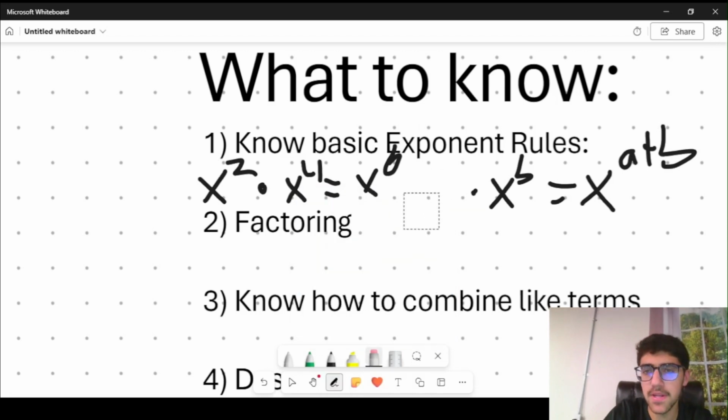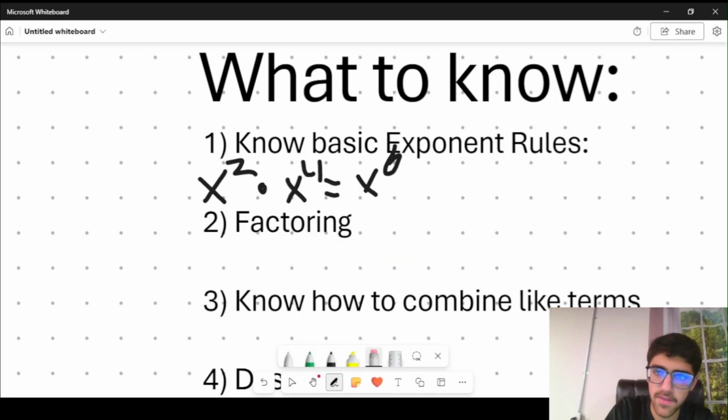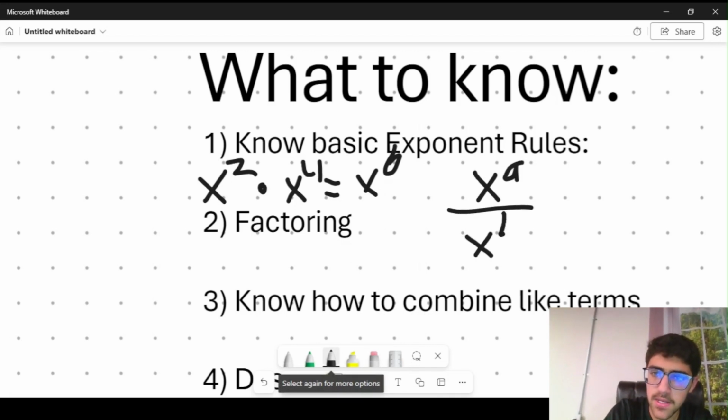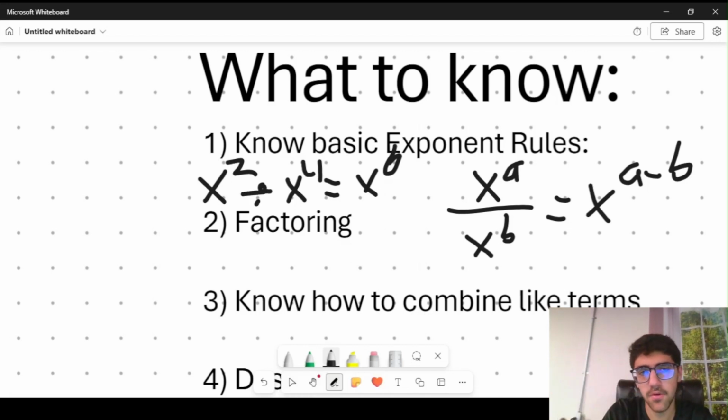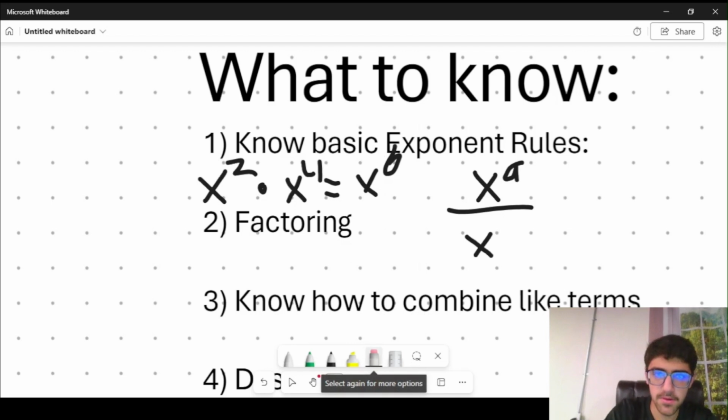But what would happen if you were to divide? Let's say x to the a divided by x to the b. This is equal to x to the a minus b, just the opposite of multiplication. So x squared divided by x to the fourth, you would get x to the negative 2. Okay, so that is it for the exponent rules.